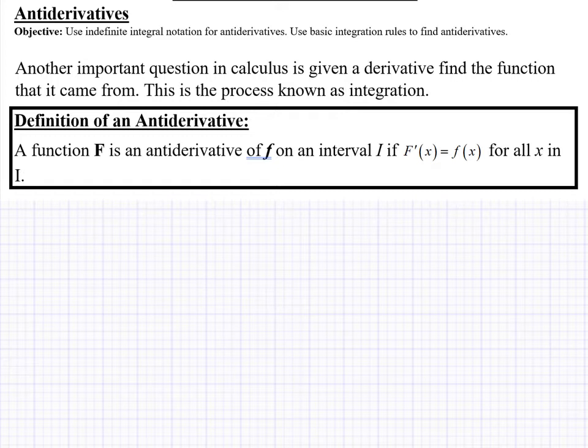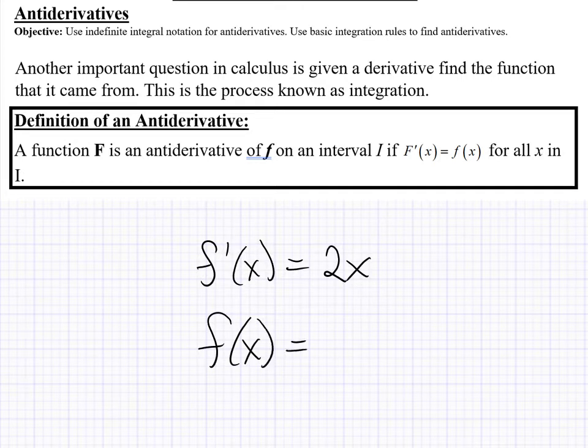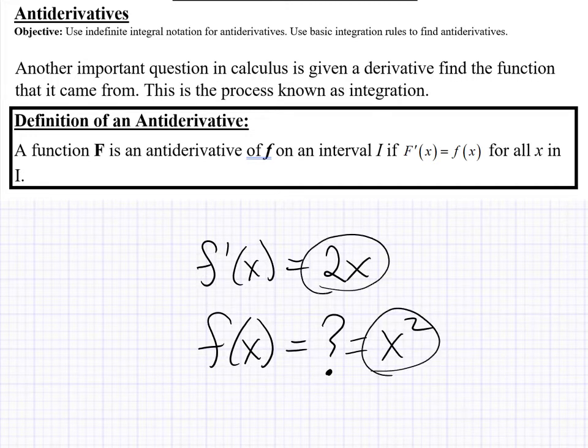So the simple concept here is, if I said that the derivative of some function was, say, 2x, and I asked you what function was that the derivative of? Everybody would say x squared, because you've had enough experience with derivatives to know that. And that's the concept of antiderivative. So while 2x is the derivative of x squared, x squared is the antiderivative of 2x.